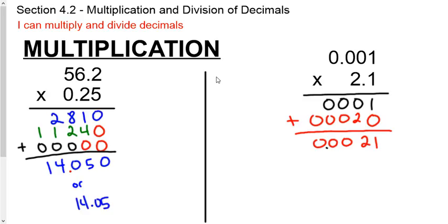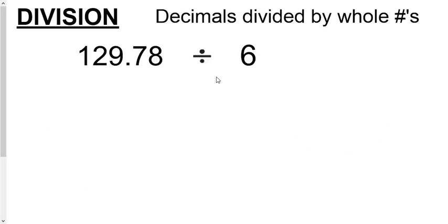That's what we do with multiplication. Please don't be in a rush with it, and you'll be okay. What about division? Sometimes we've got to divide decimals by a whole number. Sometimes people get confused about which one goes inside the divisor sign. Well, it's your first number. So 129.78 goes inside, and the 6 goes on the outside.